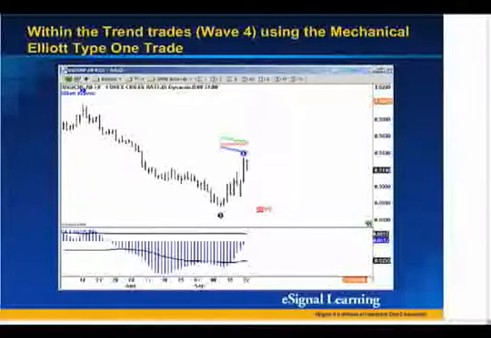Back on September 22nd or so, the market had an Elliott 4 as its last labeled wave. This is the first signal that we have a possible type 1 trade. Rule number 2, and again, these are mechanical rules. If they're not in place, we don't take the trade.